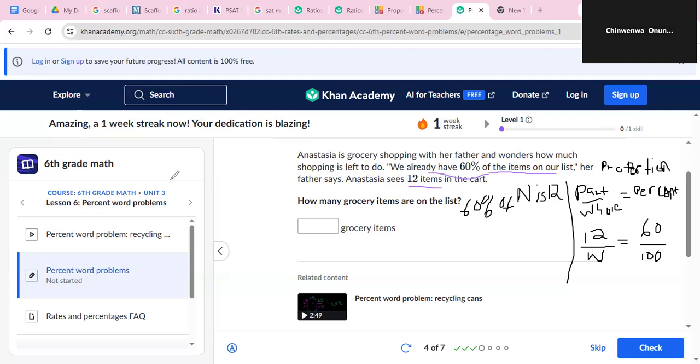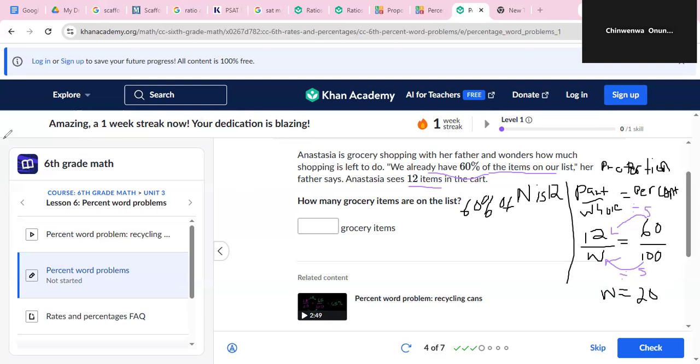And then we just think, how can we go from 100 to W? We look at how we go from 60 to 12. To go from 60 to 12, we divide by 5. So to go from 100 to W, we're going to divide by 5. We get that W is 20. That's how you look at it as a proportion.